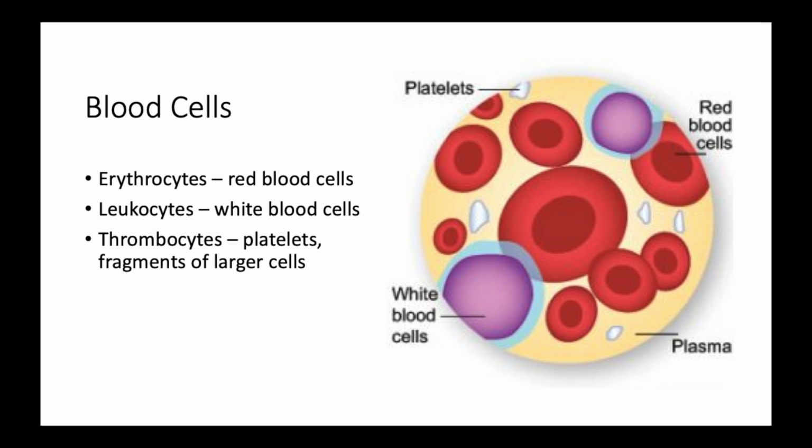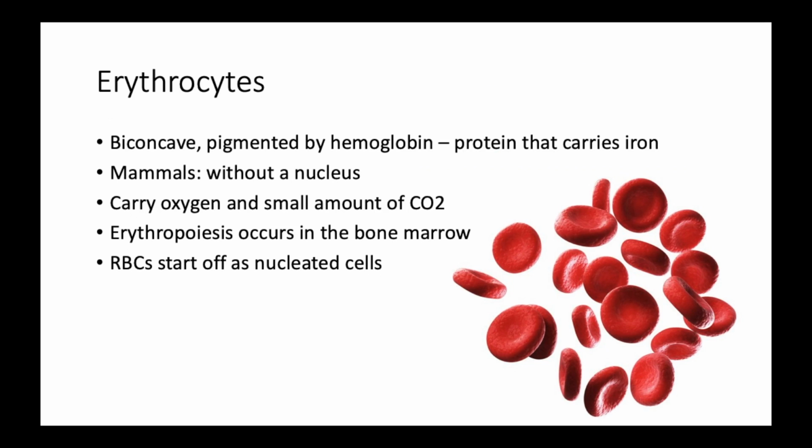So blood cells, we've got erythrocytes, which are red blood cells, leukocytes, which are white blood cells, thrombocytes, which we refer to as platelets, which are actually fragments of larger cells. Erythrocytes are biconcave, so they have this disc-like appearance, and they're pigmented by hemoglobin. That's the protein that carries iron. Mammals, we don't have a nucleus in our red blood cells, but reptiles and birds have a nucleus. And the RBCs carry oxygen and small amounts of carbon dioxide.